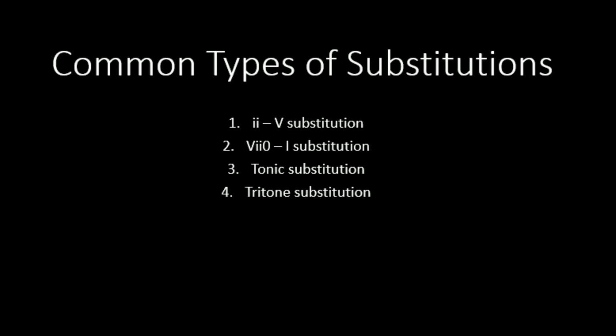Okay, so next we're going to talk about, it looks pretty odd, right? A 7, and it has a circle that indicates diminished. So 7 diminished, or leading tone diminished chord, to 1 substitution. So you can just call it, I guess, diminished 7th to 1. So let's take a look at this and how this works out.